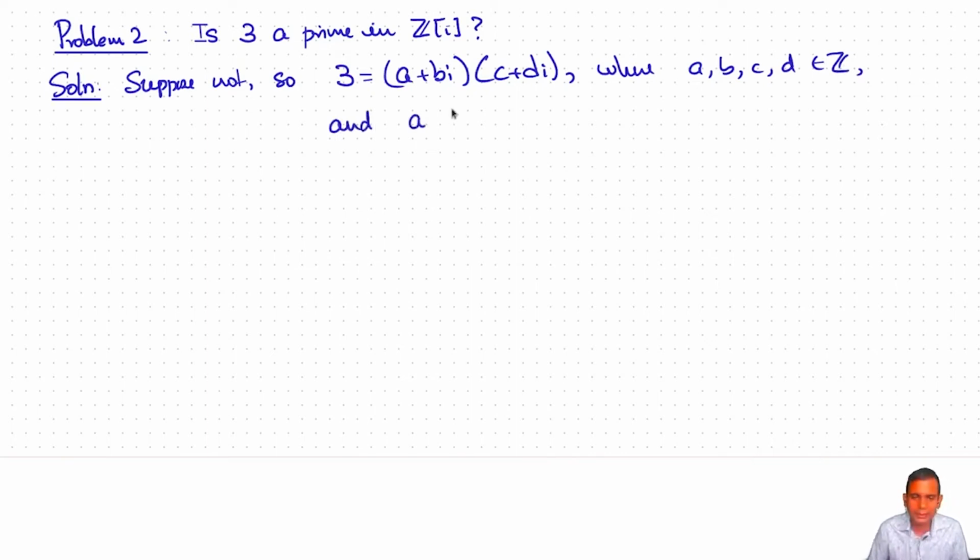So what that means is, for Gaussian integers, the only units are 1, i, minus i, and minus 1. And so basically that means that a squared plus b squared, that is the norm of a plus bi, is greater than 1, and c squared plus d squared is greater than 1. Because if they were equal to 1, then they would be one of 1, i, minus 1, and minus i, which are the units.